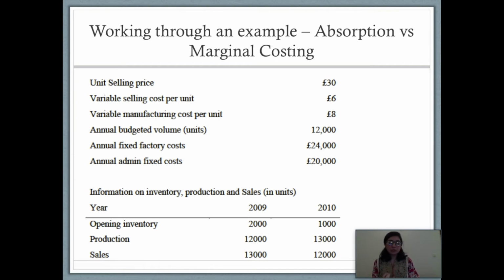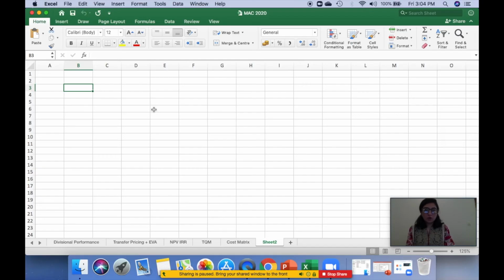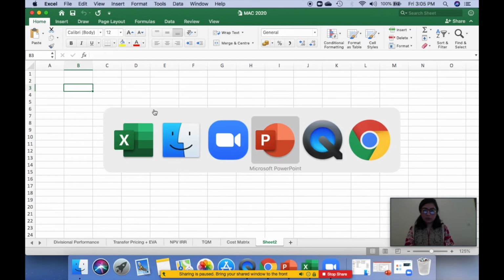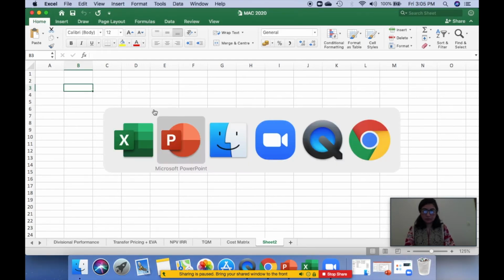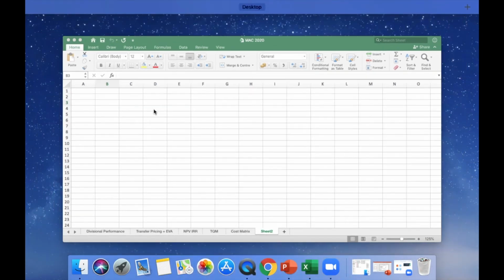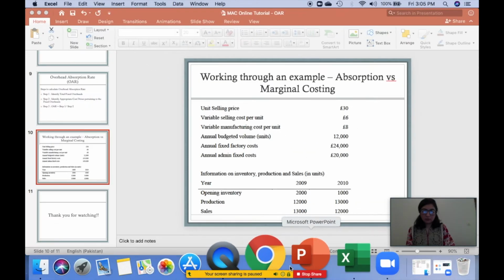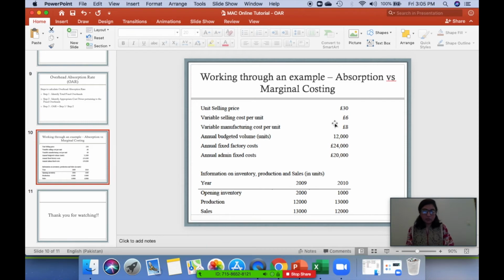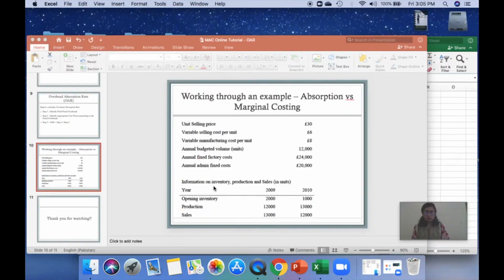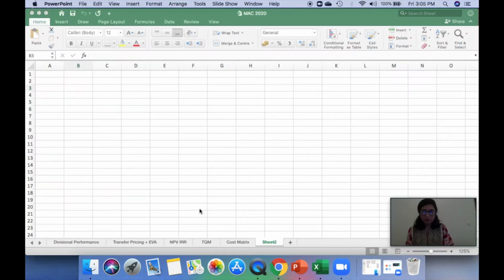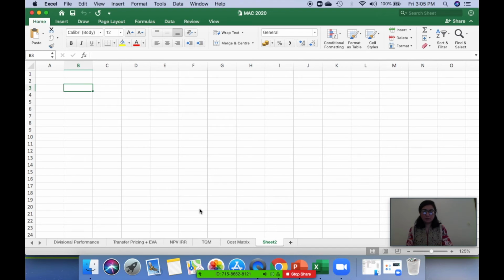So for that, that's where absorption and marginal costing comes into play. Alright, so now we have Excel in front of us. We are going to switch between the question and Excel interchangeably so that we can actually solve it and look at the question through it. I think it's not going to give you a headache if I interchangeably solve it.